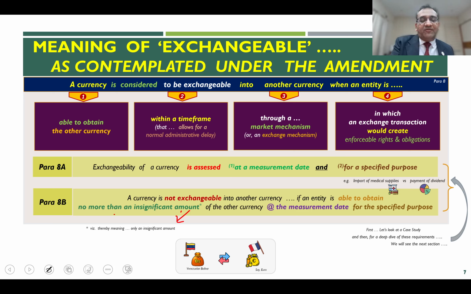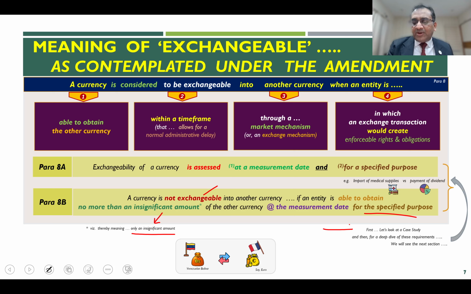This is a typical way of European English. But then, for all simplistic purposes, you should read this: if the entity is able to obtain only an insignificant amount of the other currency, it is not exchangeable, right, for the specified purpose at the measurement date.